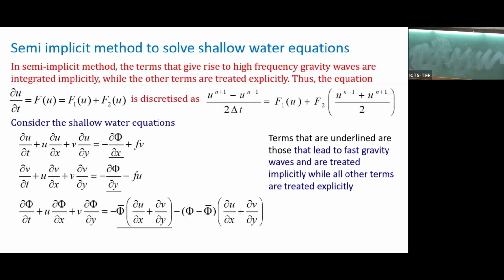Okay. So there is also another method called the semi-implicit method. These are the well-known shallow water equations, the two-dimensional full nonlinear shallow water equations. Now the terms that are underlined are the terms that are responsible for the gravity wave. You have the pressure gradient force terms and then the divergence term in the shallow water equation. Now in the semi-implicit method, we have to deal with these underlined terms in a very special way. That means we have to deal with them implicitly. All the other terms you can deal with explicitly. So that is the essence of the semi-implicit method.